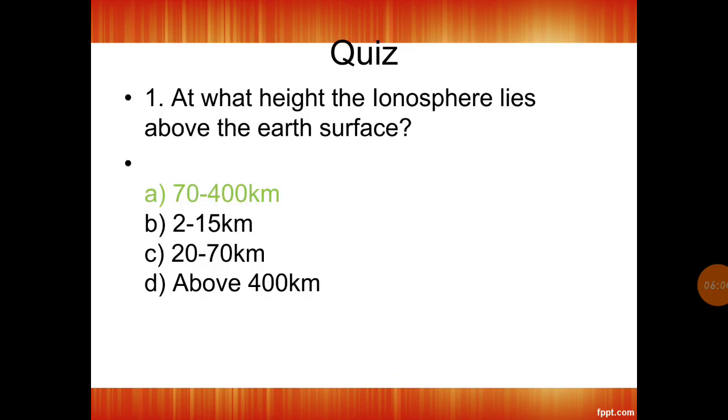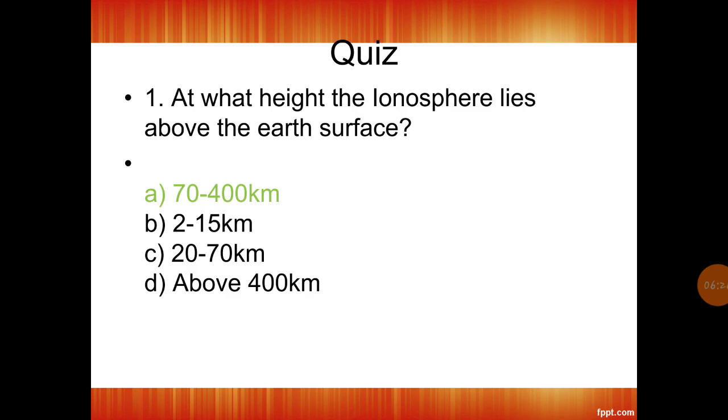Now we have one quiz question based upon these ionospheric characteristics. The question here is, at what height does the ionosphere lie above the Earth's surface? As we said earlier, the ionosphere lies at a height of 70 to 400 kilometers above the Earth's surface.